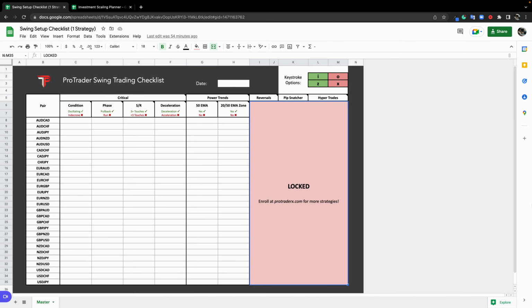So this here is the Pro Trader swing trading checklist. It's a simplified version here. It's got a lot more information on here usually, but that's locked.